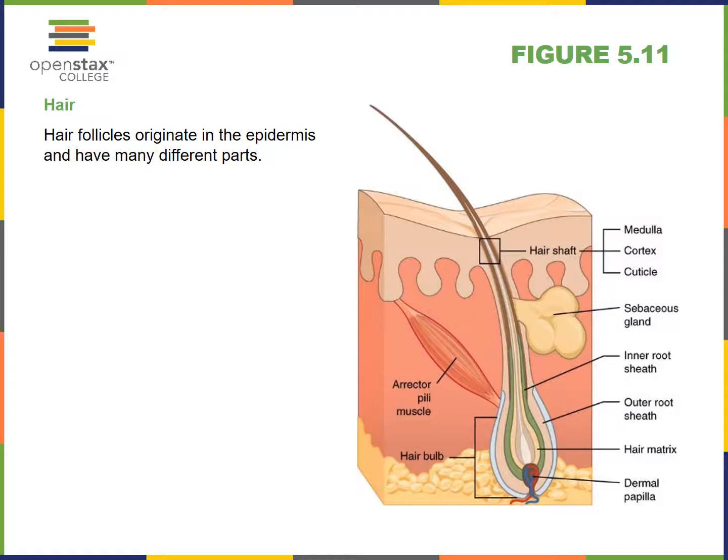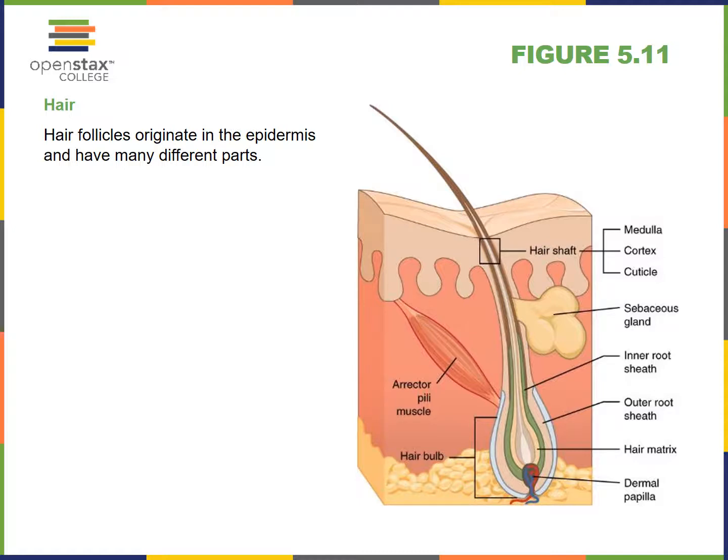Now, this picture doesn't clearly show it, but the wall of the hair follicle is made up of 3 concentric layers of cells. We've got cells of the internal root sheath. It's going to surround the root of the growing hair, and it's going to extend up to the hair shaft. They're going to be derived from the basal cells of the hair matrix.